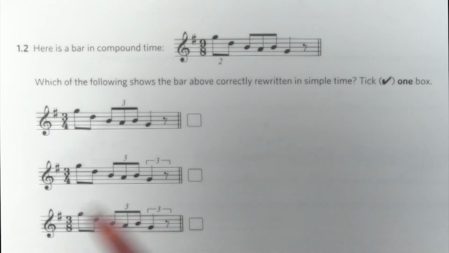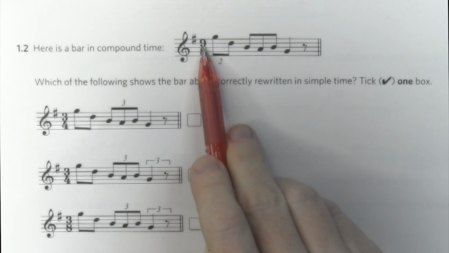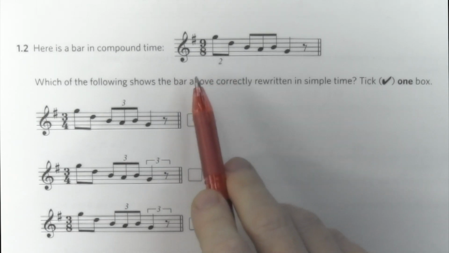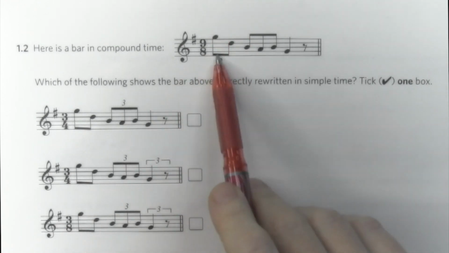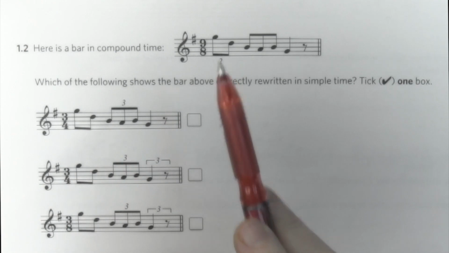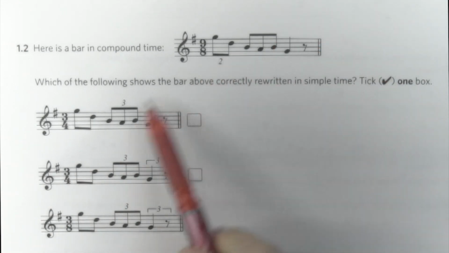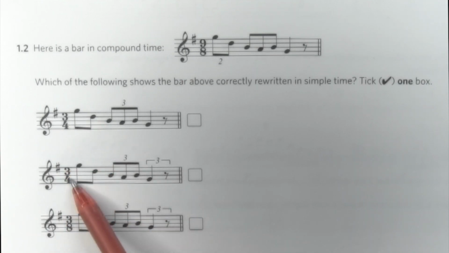Otherwise, we just change it. So obviously we need to have a 3 on the top. Now, which one is the simple time? The simple time is the one that has 2 subdivisions, 1 and 2 and 3 and. So we need to have a 4 underneath. And the ones that have a 4 underneath are just these 2.